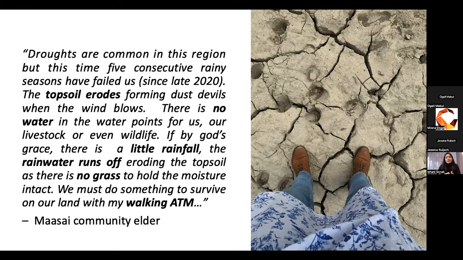These are rangelands, and this particular drought was a lack of rainfall for the past 5 or 6 consecutive rainfall seasons, and because of that, the topsoil is completely loose in the region. Even if there is a little rainfall, because there is a lack of grasses, there is nothing to hold the water intact, and the water just runs off. The community is very motivated to do something for its own survival and the survival of the walking ATM, as the gentleman called it, as in their livestock.